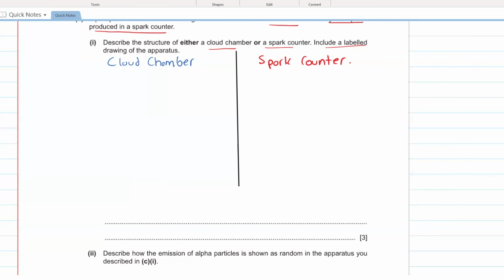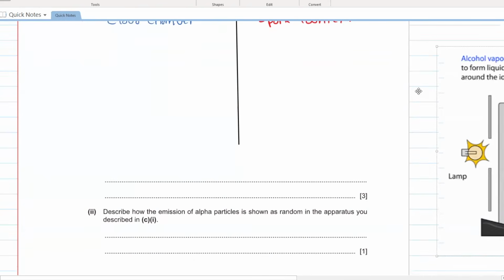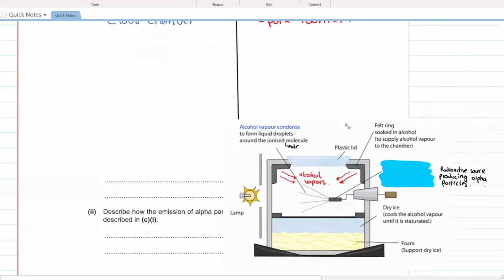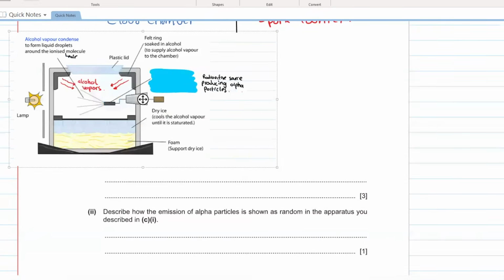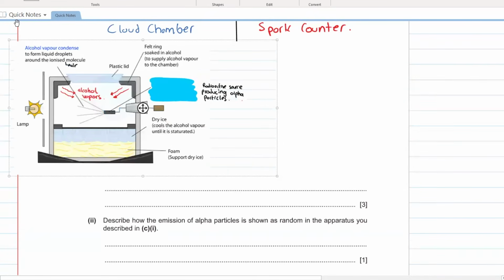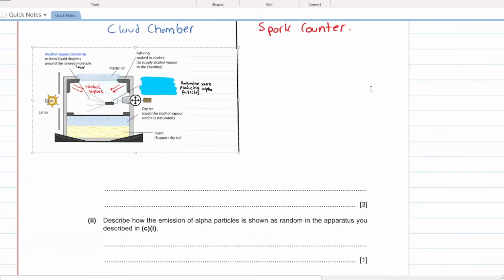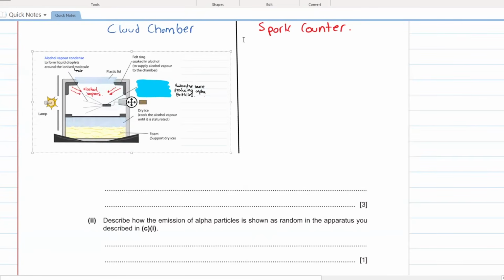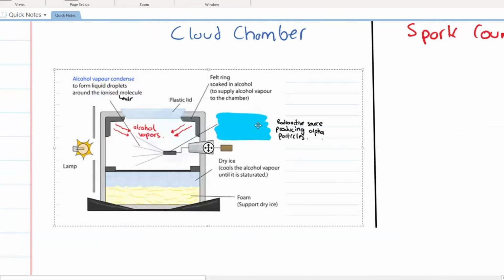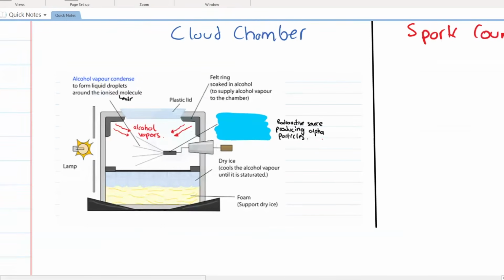In a cloud chamber you will make your diagram like this. This will be your diagram for the cloud chamber. बेटा ये क्लाउड चेम्बर की डायग्राम होगी. इसमें से मैं आपको बता देता हूँ कि 3 मार्क्स किन इंपॉर्टेंट चीज़ों पे मिलने हैं. बेटा लेट मी टेल यू, क्लाउड चेम्बर की ये पूरी डायग्राम बनाना ज़रूरी नहीं है.